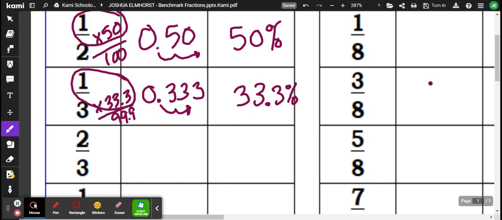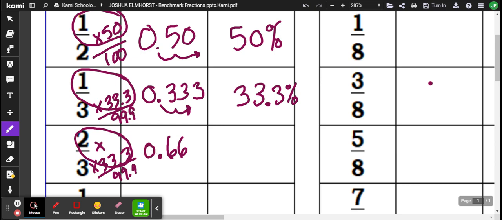Using the same factor of 3 for the denominator down below, 33.3, that's going to give us 99.9. And if we multiply 2 times that, that's going to give us 66 hundredths, and then there's a little left over in the thousands. Move it 2 places to the right to get our percent, 66.6%. So 1/2 is an easy factor of 100. 1/3 is not, but we can estimate it.